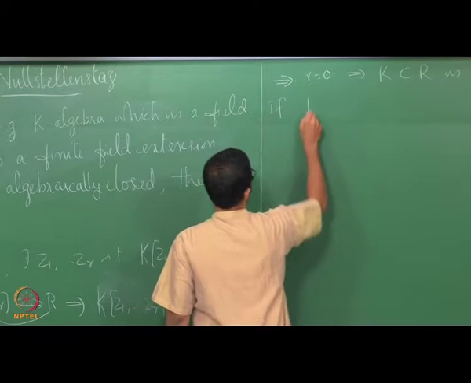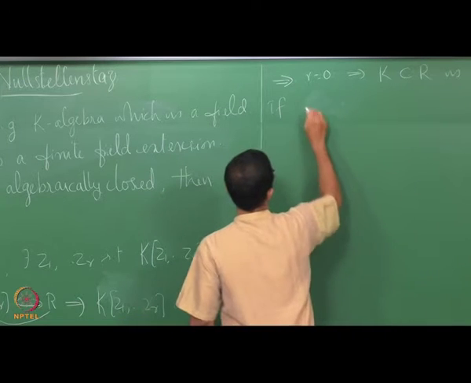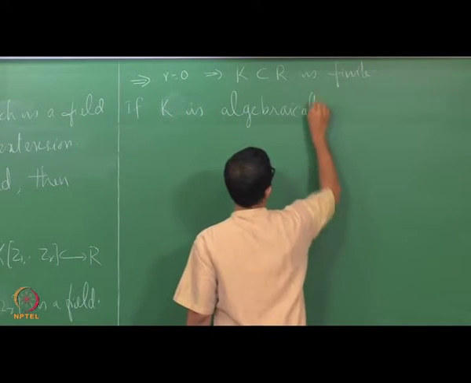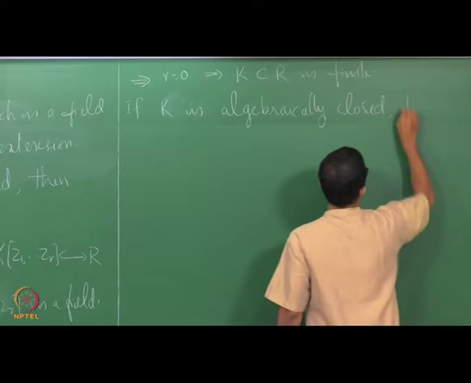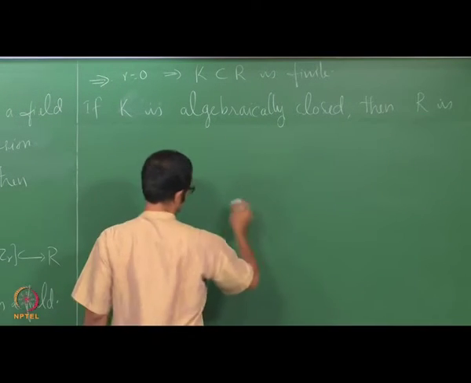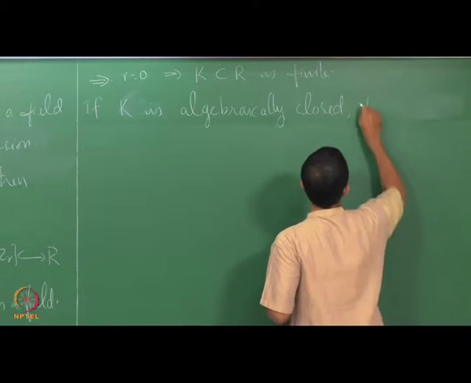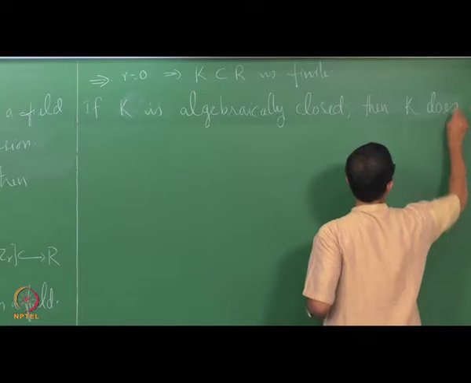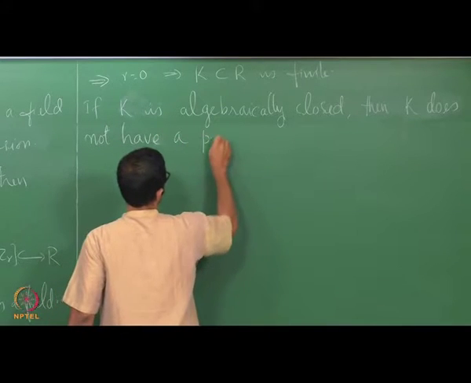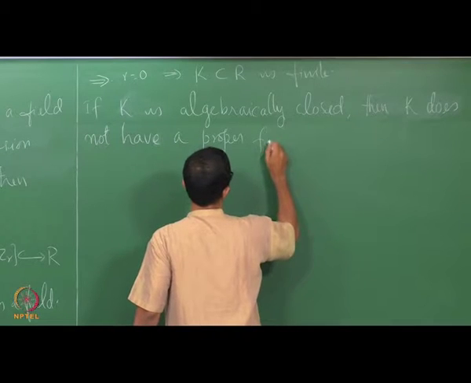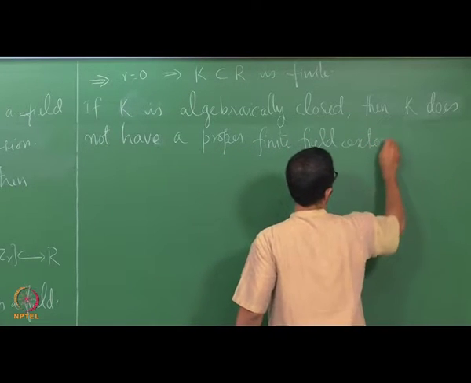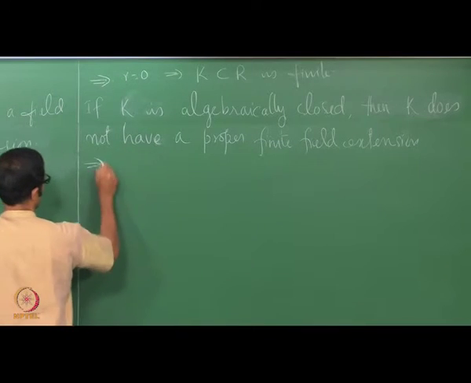Now, if K is algebraically closed, then K does not have a proper finite extension. And that implies that K is equal to R.